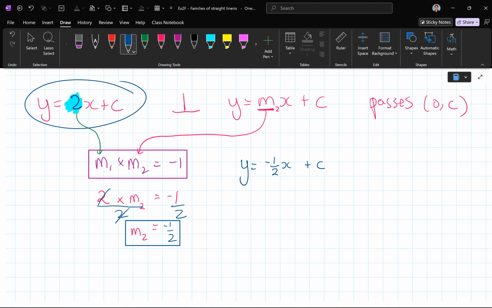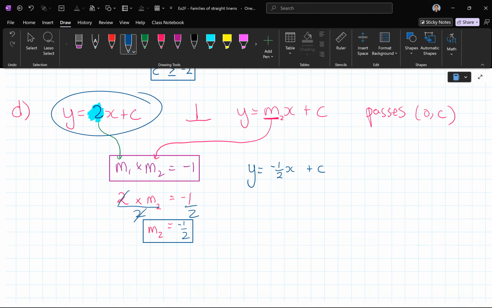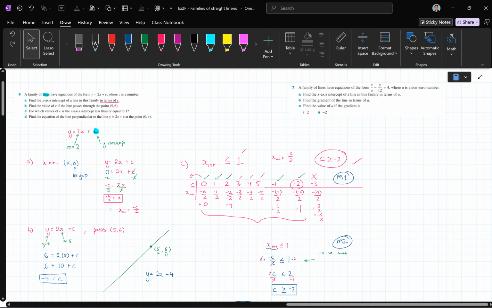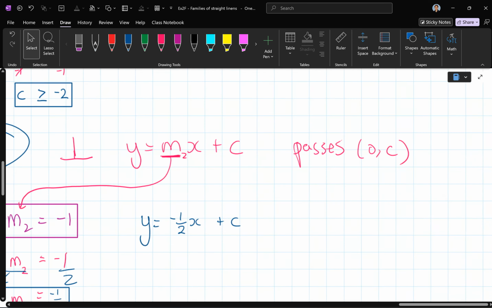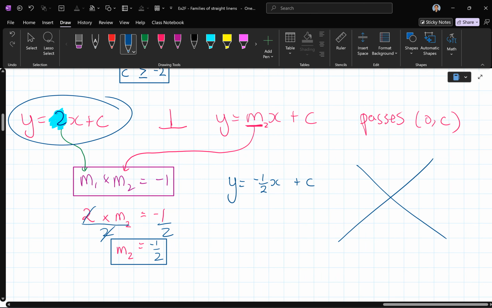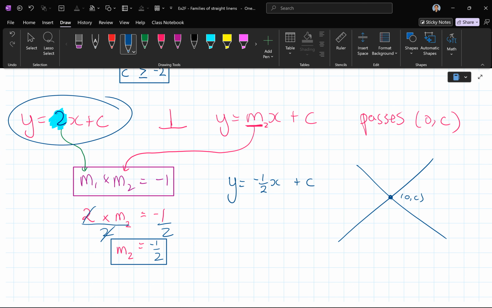I still don't know what c is. I don't know what the y-intercept is. But they did say it passes through the point (0, c). Is that right? It says, find the equation of the line perpendicular to the line at the point (0, c). So we know that they are perpendicular at the point (0, c), and both of them cross at that point. That means when x is 0, the y value is c. So for both lines, y equals 2x plus c, and the other line we're trying to figure out, -1/2 x plus c, when x equals 0, y should equal c. So all you have to do now is substitute them in.